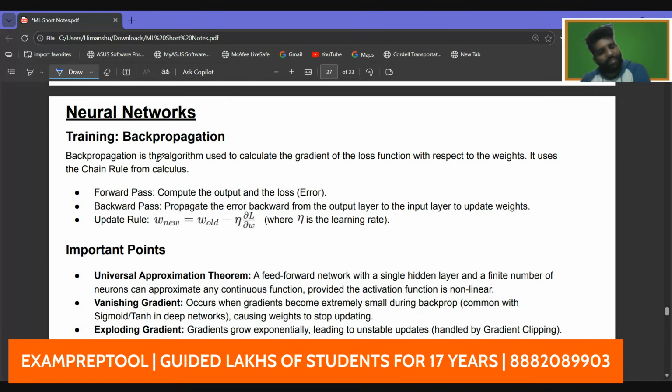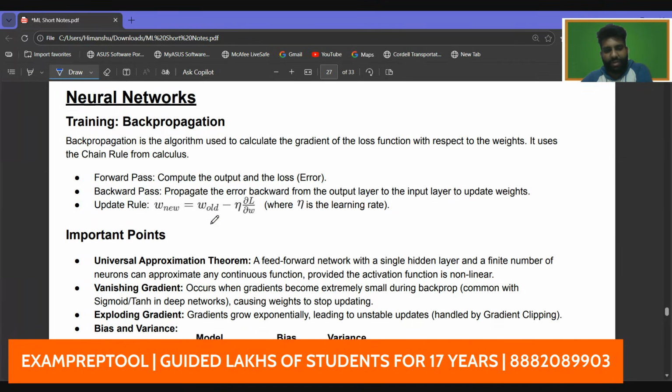Forward pass: simply compute the output and the loss error. Backward pass: you calculate all the gradients to update the weights. Update rule, we know, I just talked about this.